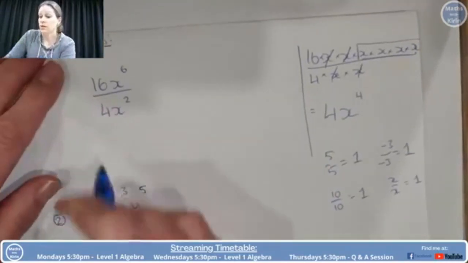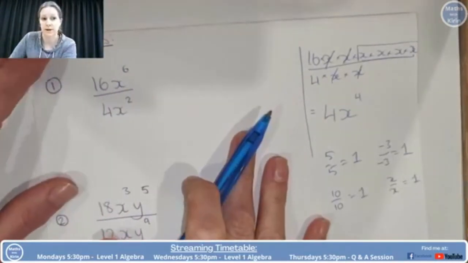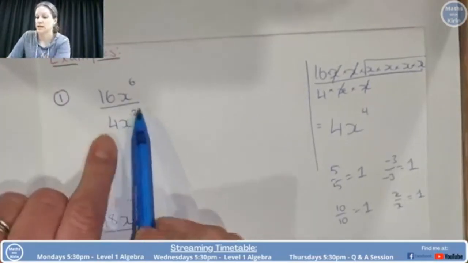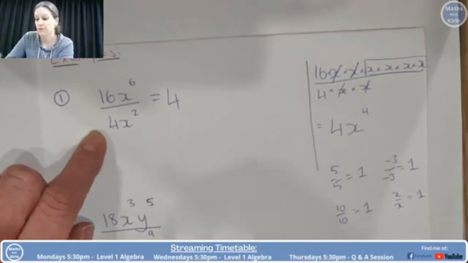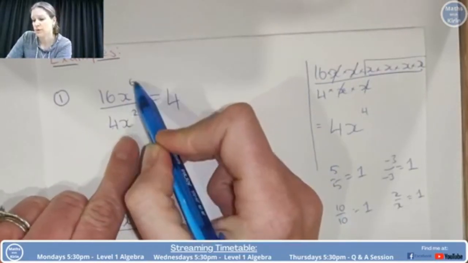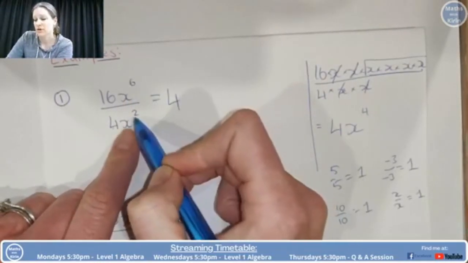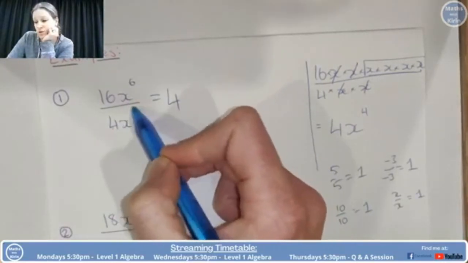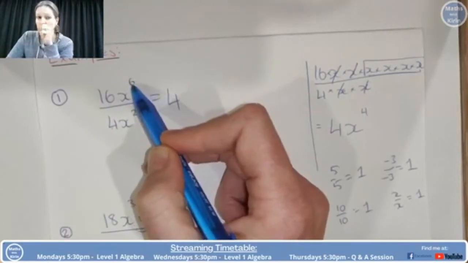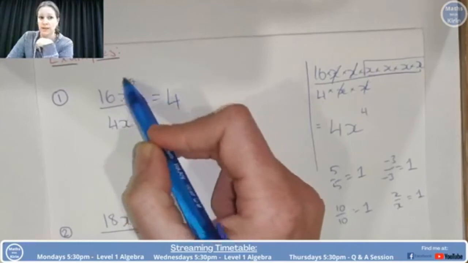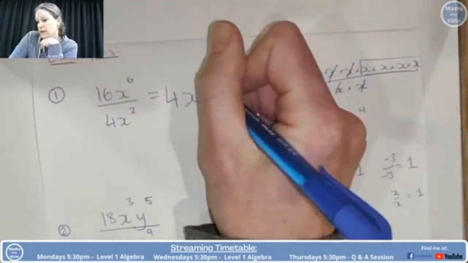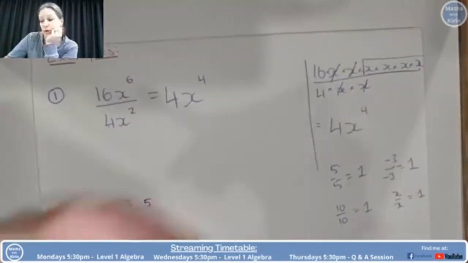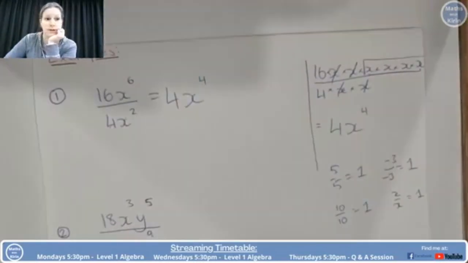Okay, so when we have 16x to the power of 6 divided by 4x squared, 16 divided by 4 is where our 4 comes from. And then if you look, we've got 6 x's and we've got 2. So we can take these two and cancel out 2 of the ones at the top, which is what we did over here. So we are left with x to the power of 4. Okay, 6 minus 2 gives us that 4.